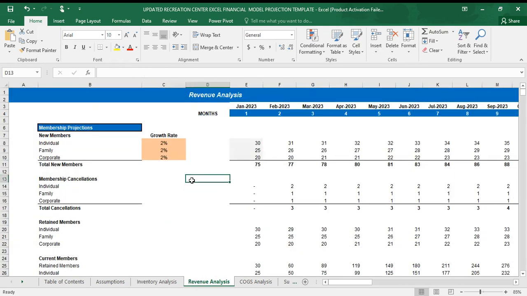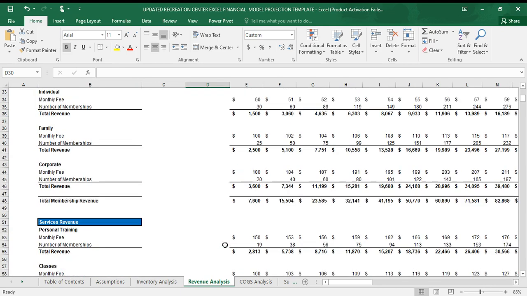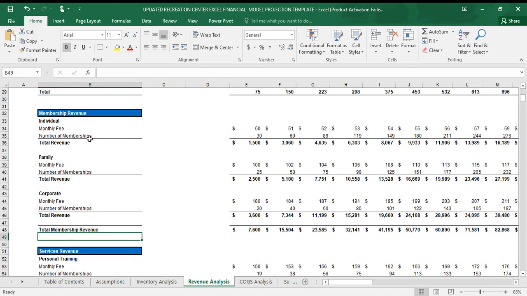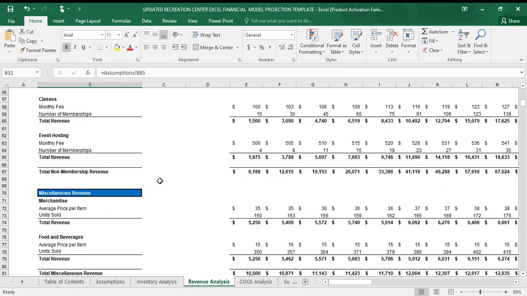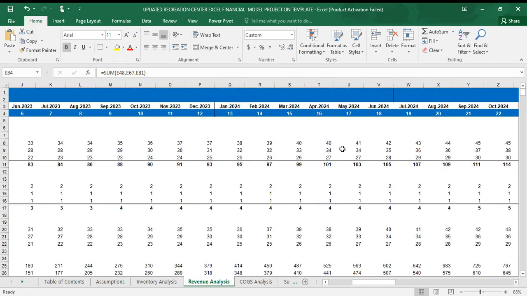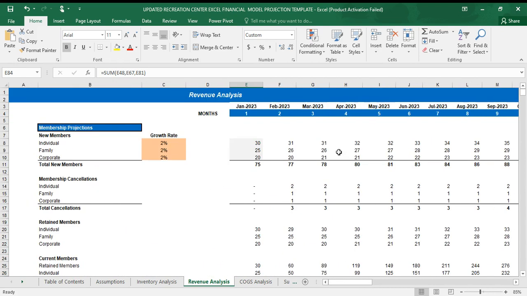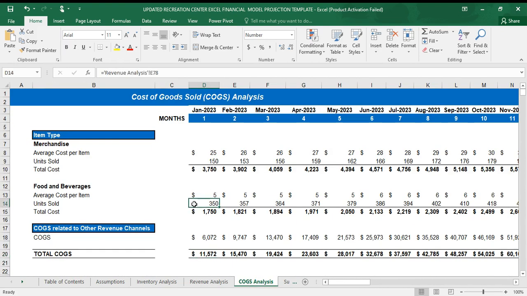In the next sheet, revenue analysis. Here first we have calculated the total memberships of the business for each month, and then we have calculated the total revenue arising from each revenue stream, and then a total revenue figure for each month. Now please note that this is a 5-year projection model, so the total number of months in this business is 60.